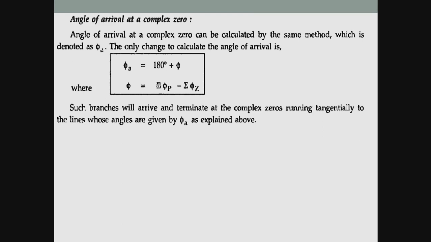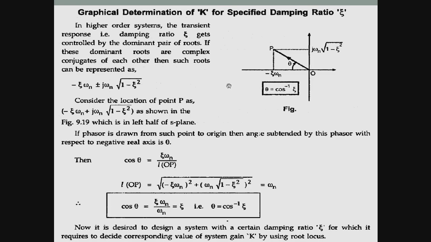Now angle of arrival is quite the same method, but the only thing is that it is 180 degrees plus phi, but once again the phi will be the same, the summation of phi p minus phi z. So the similar thing has to be done if it is a complex zero. Okay, so these are pretty simple, and we will directly do them in the numericals. So we can also find the graphical determination of k for a specified damping ratio zeta.